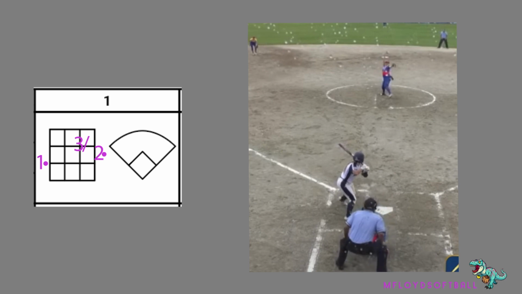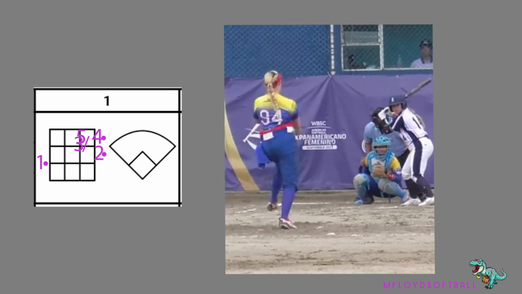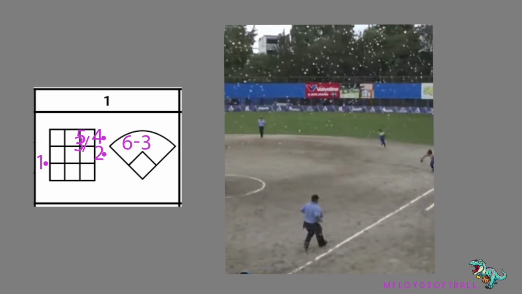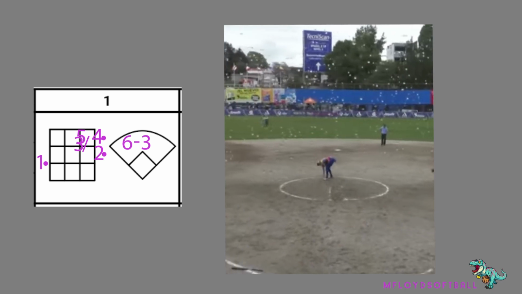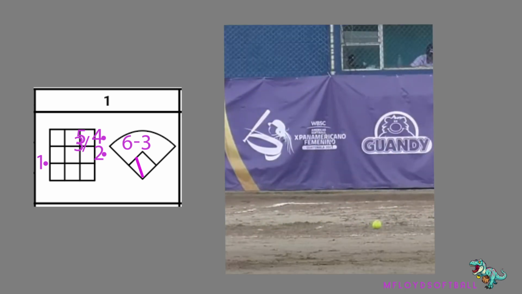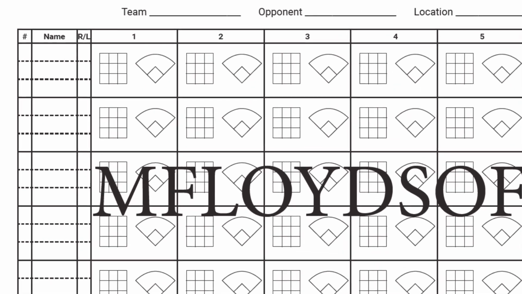4 is a ball inside. 5 is a swing, and I will mark this spot on the tracker. And write 6-3 on the field to the right. I will also draw a line to where it went for a quick reference. All of these trackers have room to mark if the hitter is right or left-handed. You can also draw a stick figure for a quick visual.